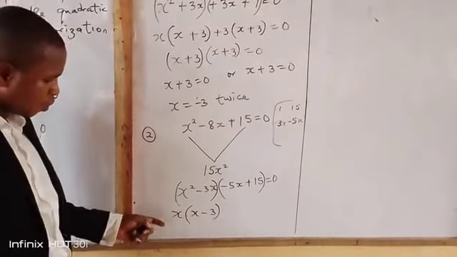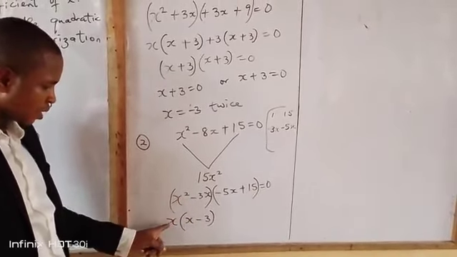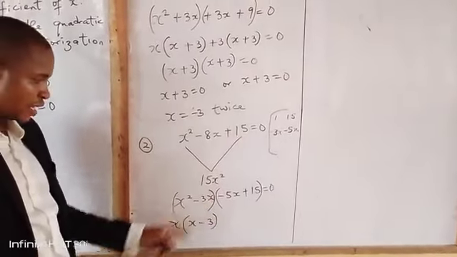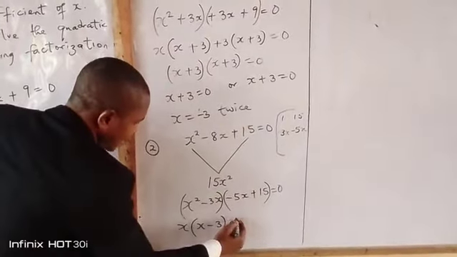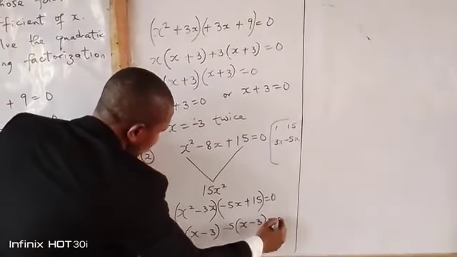So you can even know whether you are correct or not. By the time you multiply s by s, you are going to have s squared. And by the time you multiply s by minus 3, you are going to have minus 3s. So what is common here? You have minus 5. So you are going to have s minus 3 is equals to 0.